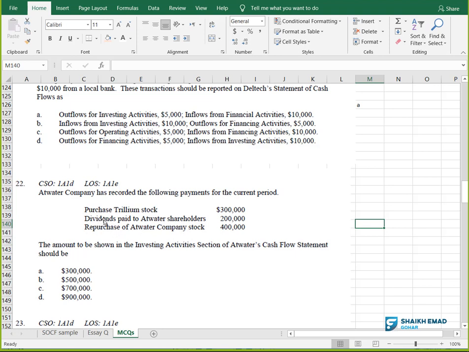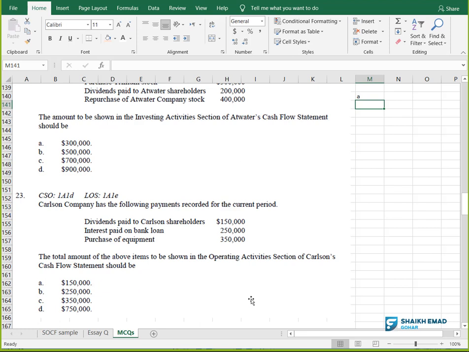And then they say dividend paid to shareholders. So when you pay the dividend, my friends, is it investing or financing? It's financing. So only the first figure is the investing figure. The remaining two figures are financing figures. So what is the answer? A is the answer. Clear, everyone?